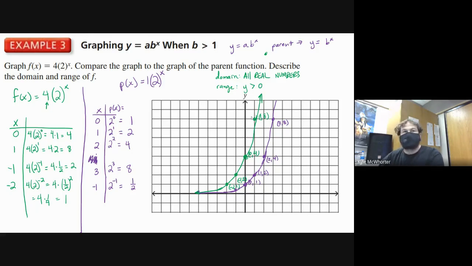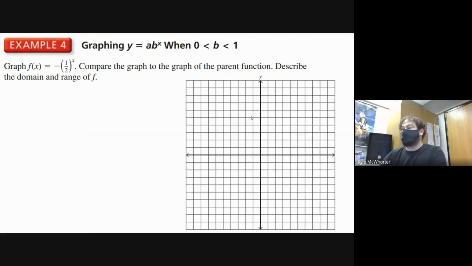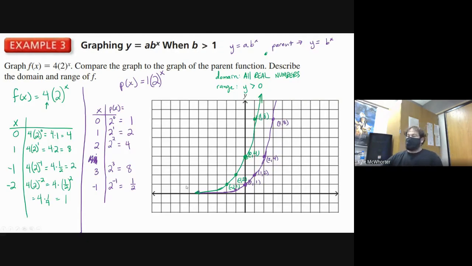Okay. So we're going to look at a few more where we're graphing them and they just have different kinds of numbers, and we're going to see where they end up on the graph. So let's graph this function and compare it to the graph of the parent function. To compare this to the graph of the parent function, this is a vertical stretch by a factor of 4. If you look at any x value, the green graph is 4 times taller.